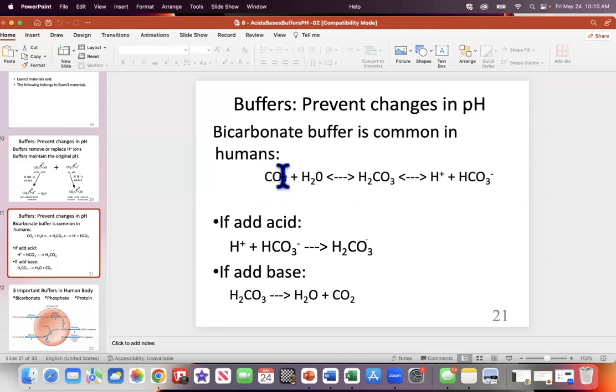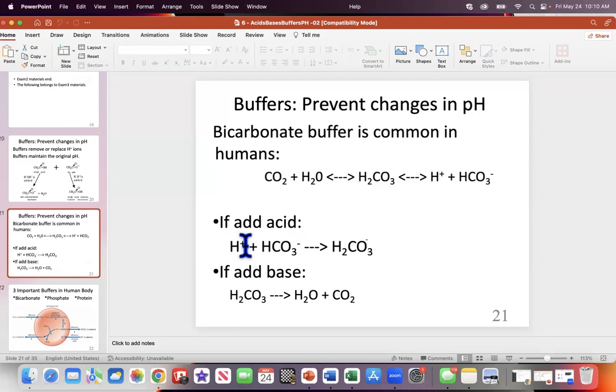When your cells produce CO2 and your body has water, the CO2 dissolves in water and becomes carbonic acid, and it will dissociate because it's a weak acid. When it dissociates, it becomes hydrogen ion and bicarbonate. So bicarbonate can work as a buffer because when you have a lot of hydrogen, it will bind with bicarbonate and produce carbonic acid. So it can remove the hydrogen. When you look at this equation, it can remove the hydrogen.